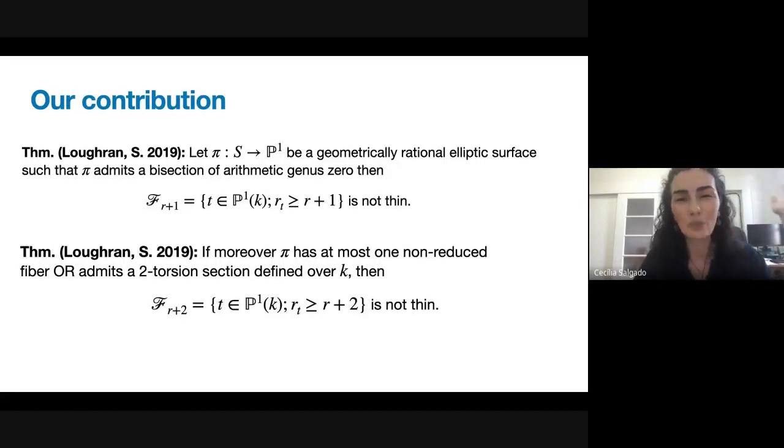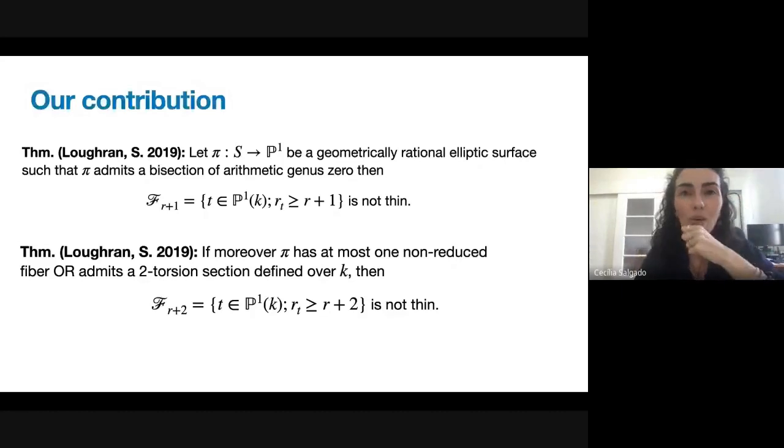So finally, what did we do? I said that in 2011 we had this contribution for which the rank jumped in an infinite set. And Dan and I met about in 2019, and we discussed whether this set was thin or not. And we managed to show that if we suppose that the surface is geometrically rational, recall that K is a number field, this means you fix an algebraic closure K bar, and over it the surface is a blow up of the plane in the base locus of a pencil of cubics, right?